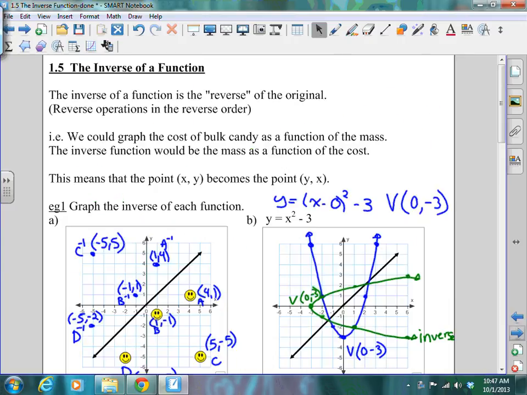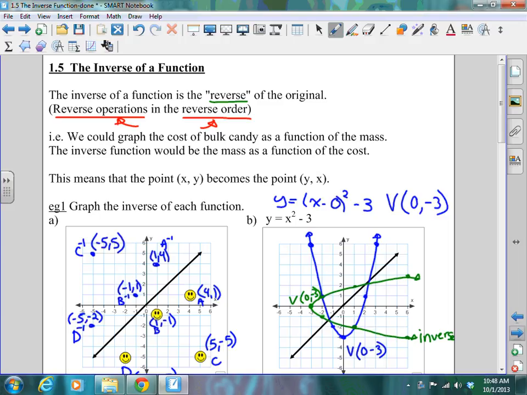Now let's get into our lesson today, folks, and it's the inverse of a function, okay? So the inverse of a function is the reverse of the original. So key factor here, guys, is to remember that you're going to do reverse operations in reverse order. Quite often on my unit test, folks, people remember the reverse operations, but they will forget that it's in reverse order. So please make note of that.